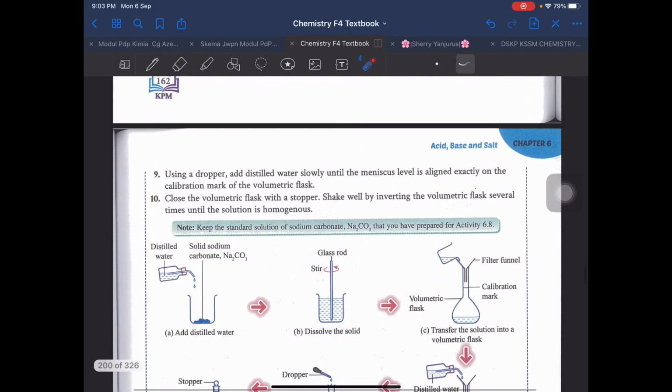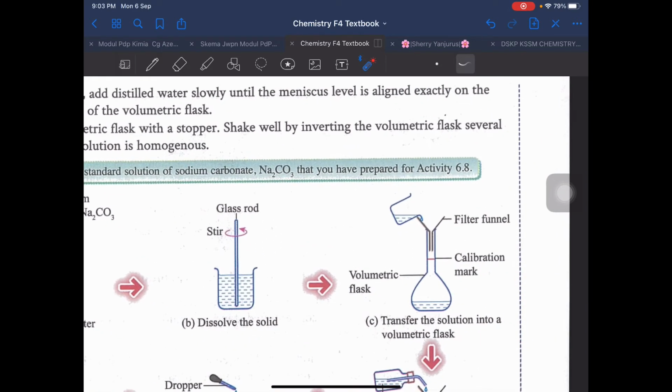Okay, volumetric flask ni, if it's in the lab, dia ada macam-macam size. Okay, ada yang 250, ada yang 100, ada yang 500, ada yang 1000. So depending on what is the volume required, you use that size lah.